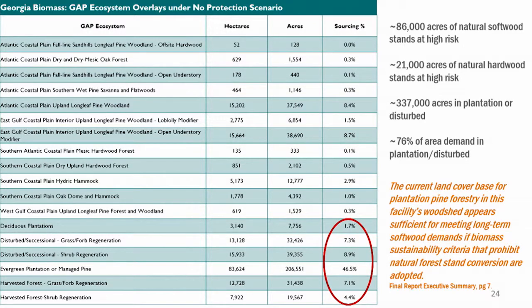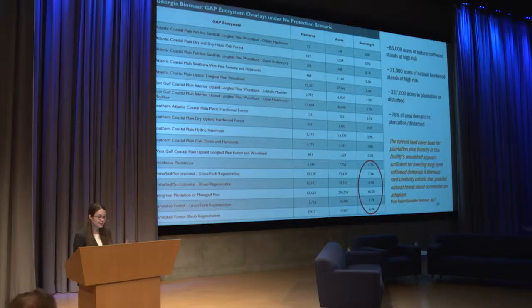And the restrictive scenario limits this. And so with the restrictive scenario, looking at not including any of these sensitive habitats, we were able to realize that the current land cover base for this facility appears sufficient for meeting long-term softwood demands if sustainability criteria that prohibits natural forest stand conversion is adopted. So essentially, we need some policies here for this area because it's such a booming business and there's not a lot of guidelines right now.